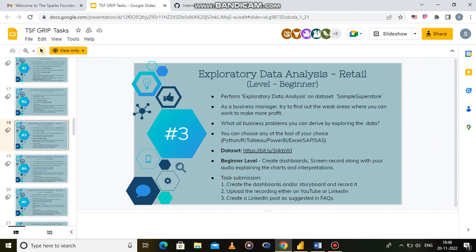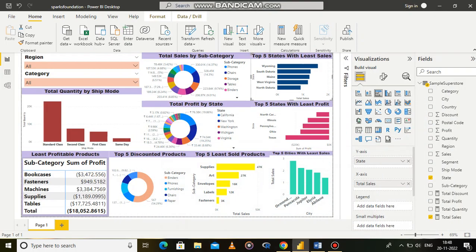So we can choose any tool. I chose Power BI. Let's go to Power BI. As you can see, I already created the dashboard, so I will go through explaining what I did here.